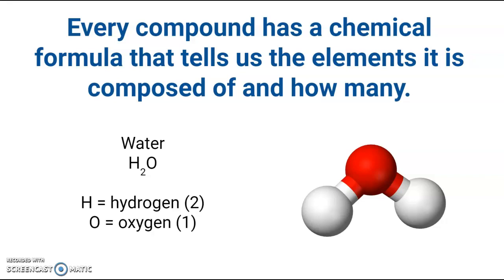And you'll notice that you see a subscript right below the letter H there, and that subscript is a 2. That lets us know that there are 2 atoms of hydrogen in a water molecule. If you don't see a subscript next to a chemical symbol in a formula, then that means that there is only one of that element. So for oxygen, we just have 1 in H2O.